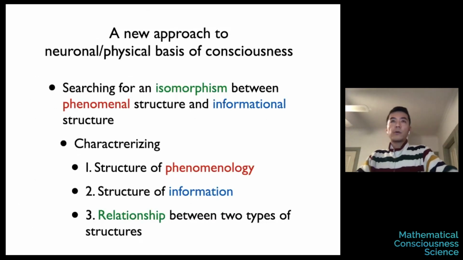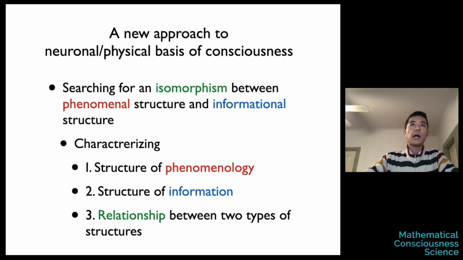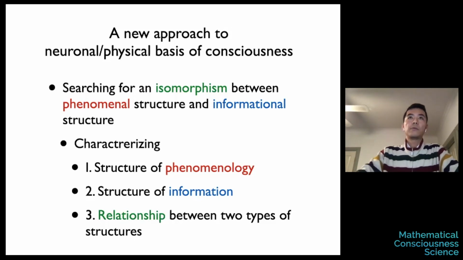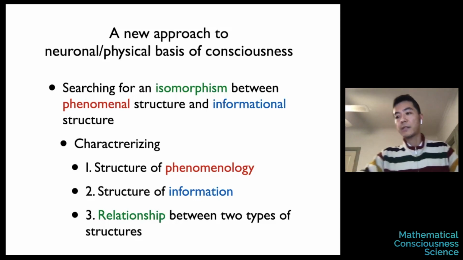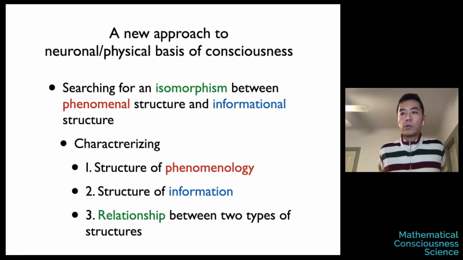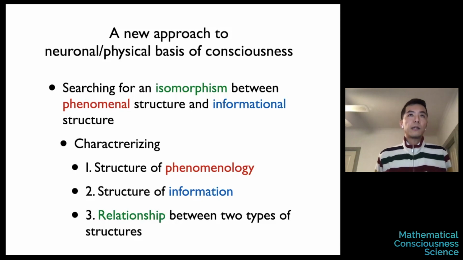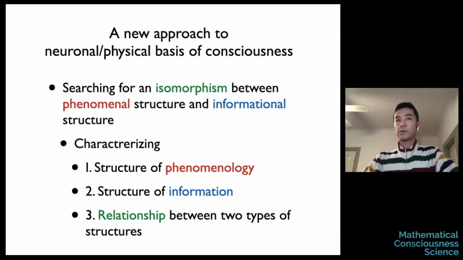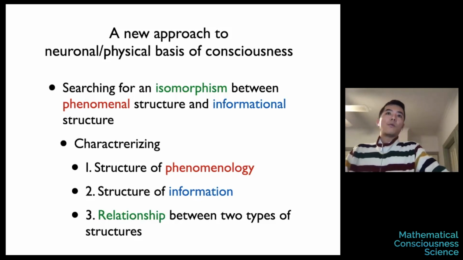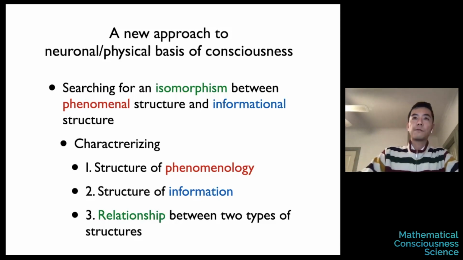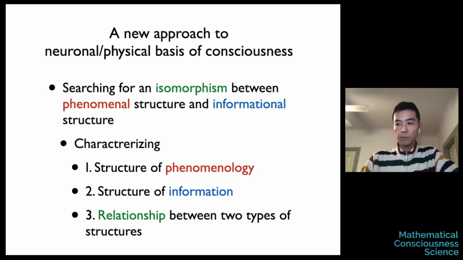And today I want to propose an alternative approach to the neural basis of consciousness, which is actually highly compatible with Tononi's approach: the search for an isomorphism between the phenomenal structure and the informational structure. Here we want to proceed as follows. One is to characterize the structure of phenomenology, second is to characterize the structure of information, and finally to characterize the relationship between the two types of structures.